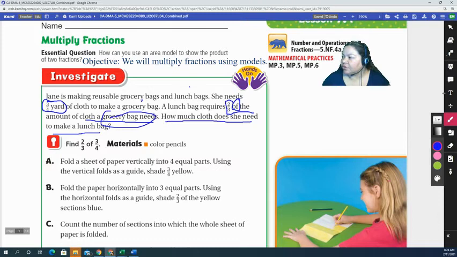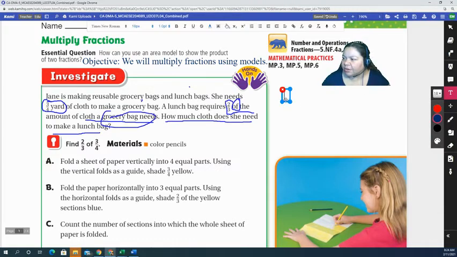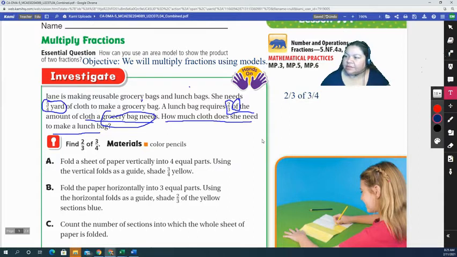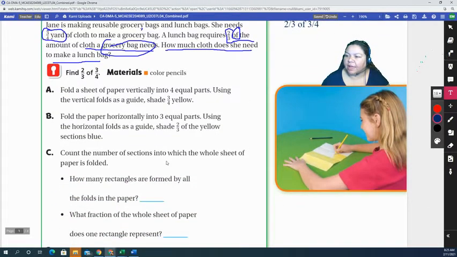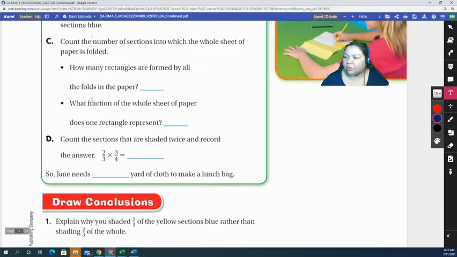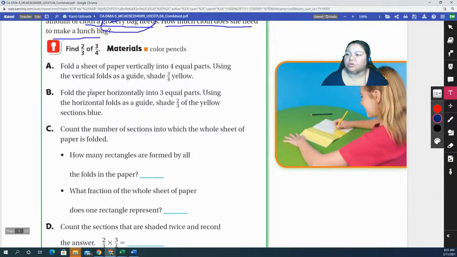Okay, so something that we want to jot down really quick is 2/3 of 3/4. And remember what I said in the past, when you see the word of, then it means we are multiplying. So here we have the steps. All right, we're going to be creating a model to show 2/3 of 3/4.